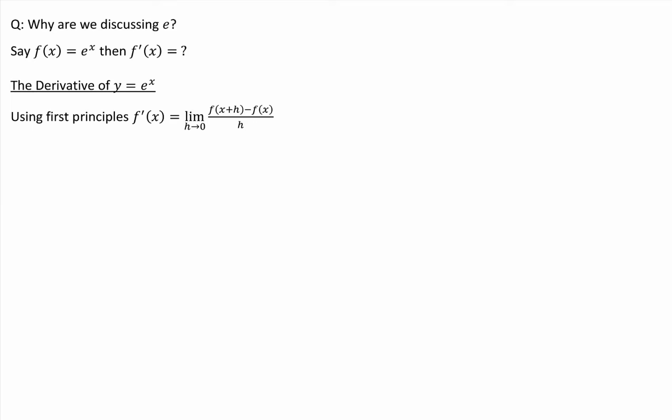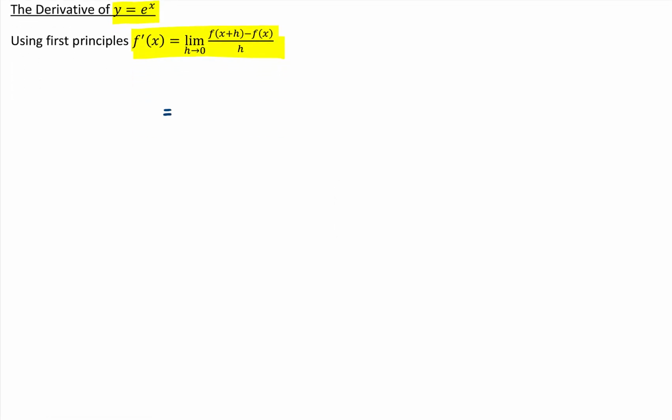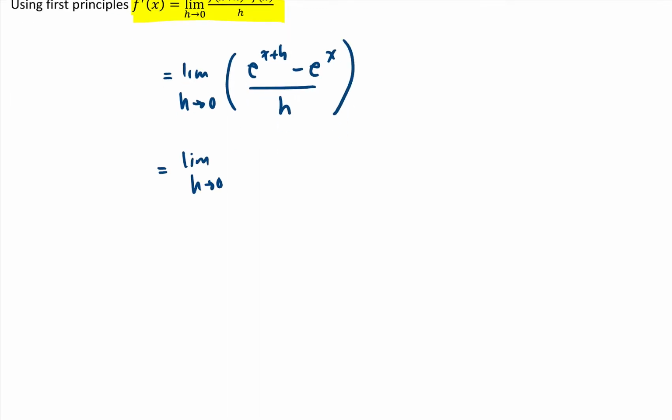So we want to find the derivative of y equals e to the x. We're going to use first principles and see what happens. So we get the limit as h approaches 0 of e to the x plus h minus e to the x all over h. We can rewrite the power e to the exponent of x plus h as e to the x, e to the h.